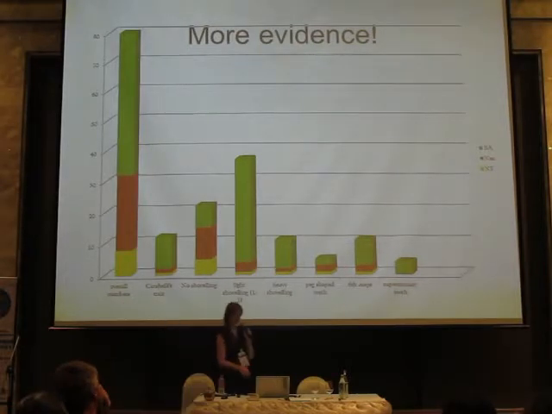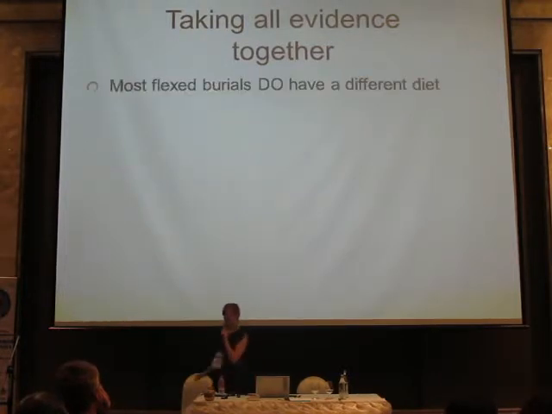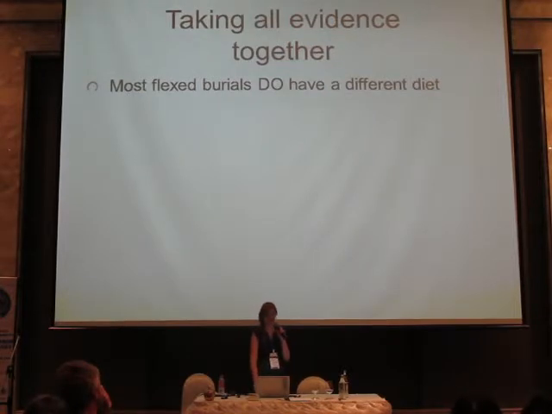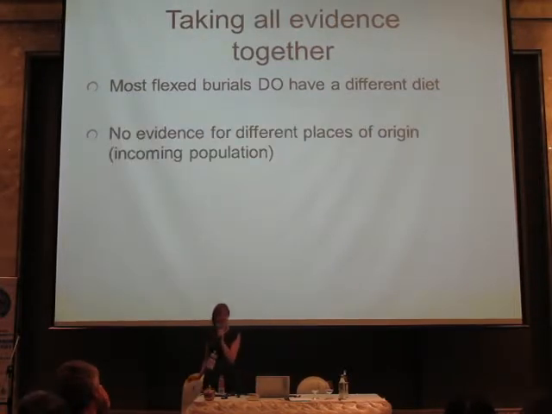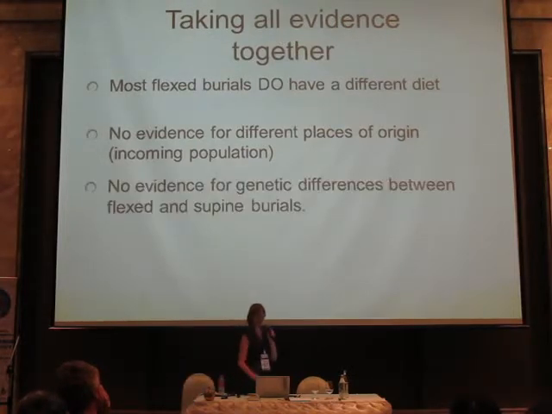So, what does all this mean in terms of all our models? Well, actually, it makes it a little bit more confusing because most of the flexed burials do have a different diet to the supine burials at the site, which could be, if you squint a bit, consistent with hunter-gatherer behaviour. But there is no evidence in terms of the isotopes for different places of origin, and there is no evidence for genetic differences between the flexed and the supine burials.